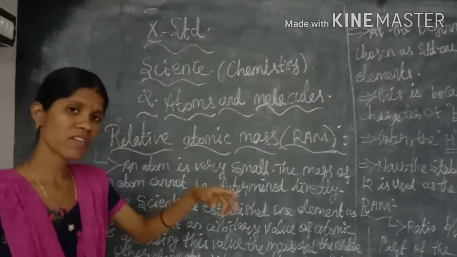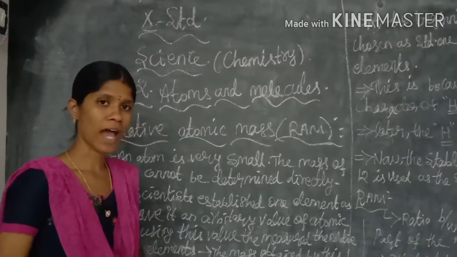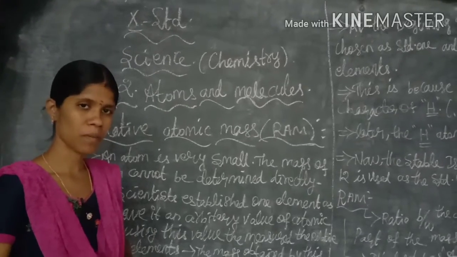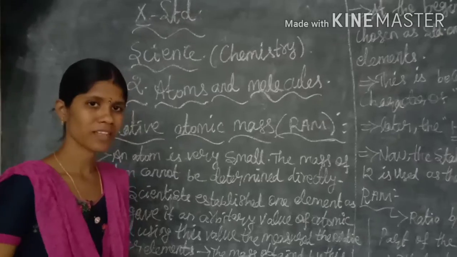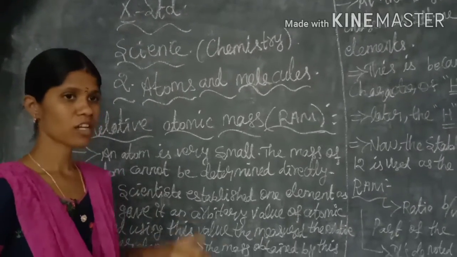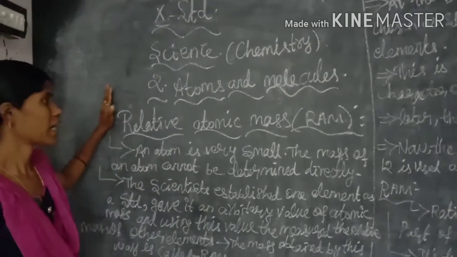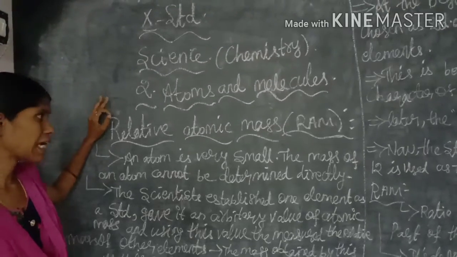In previous classes we have seen the definition of atom, molecules, and atomic mass, as well as the main postulates of modern atomic theory. To continue that lesson, now we are going to learn about the RAM, that means relative atomic mass.